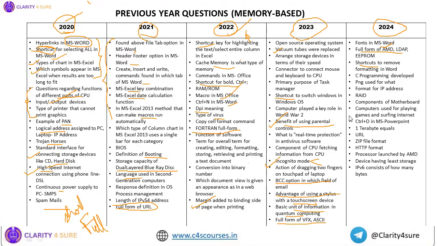Okay. Then यहाँ पे देखो, this was the thing that I was telling you, that they're asking regarding the types of computers, they're asking something different, right? Like playing games and surfing internet. Okay. फिर से यहाँ पे देखो shortcut आ गया. Then this one, terabyte equals to what? URL related questions, zip file format, HTTP format. So these are some of the things that have been asked.